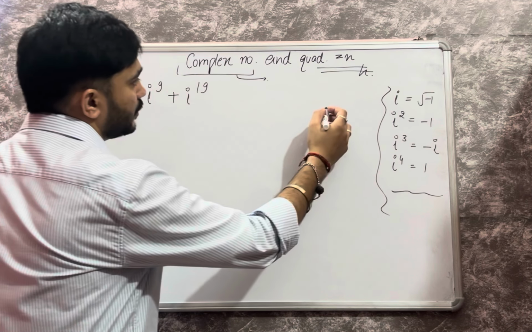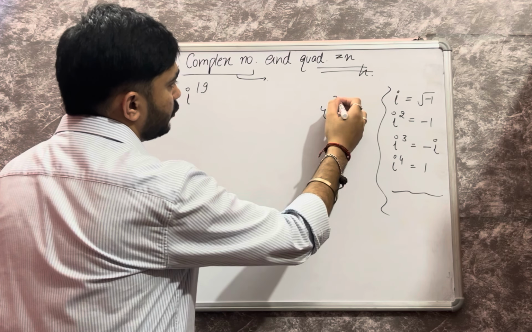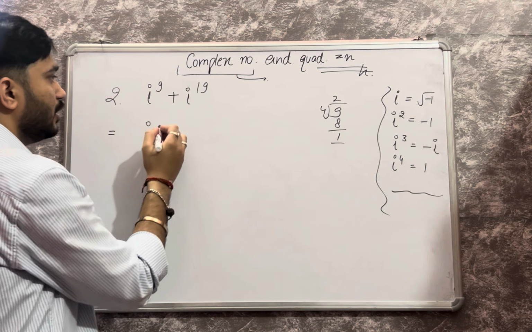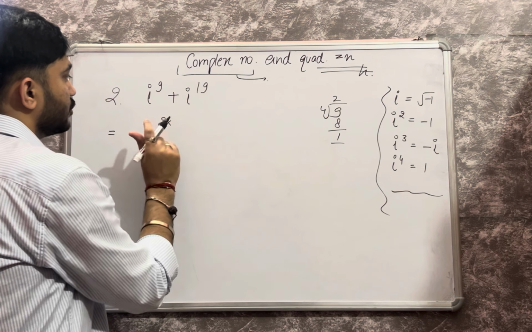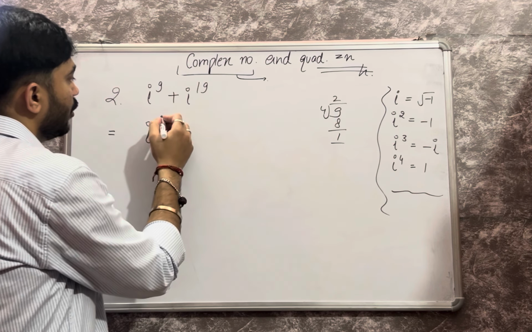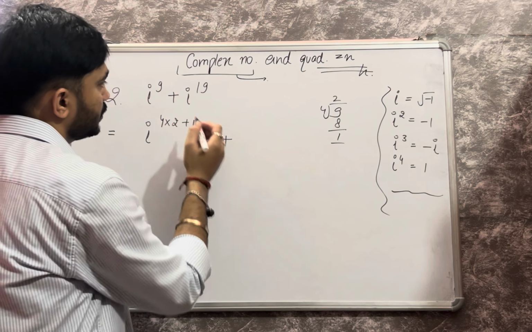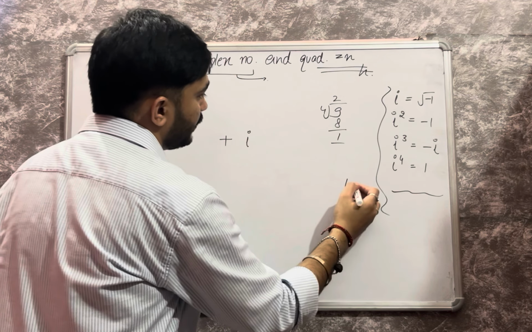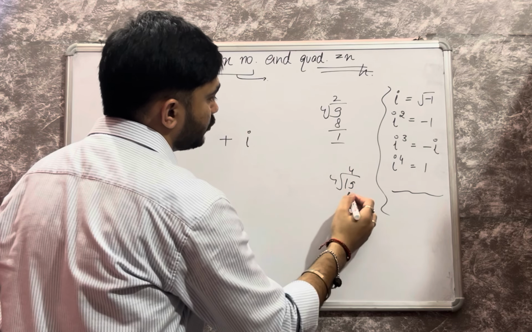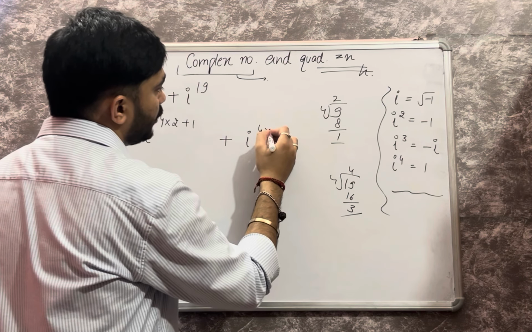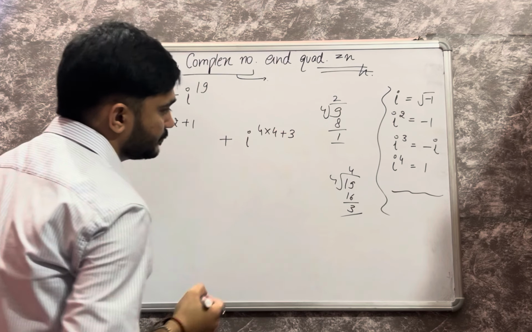Firstly, iota raised to power 9, so divide 9 with respect to 4. 4 twos are 8 and the remainder is 1, so we are going to write this as iota raised to power 4 multiplied by 2 plus 1, plus iota raised to power 19. Divide 19 with respect to 4, you get 4 fours are 16 and the remainder is 3. We will get 4 into 4 plus 3.